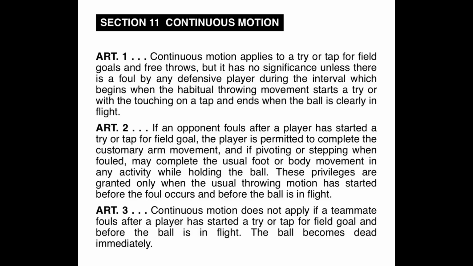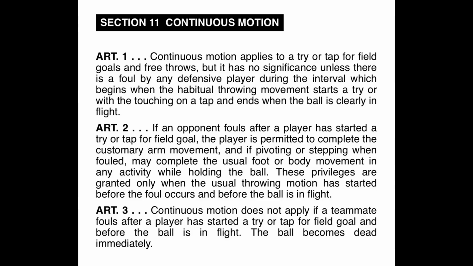Let's dive into the continuous motion rule. From the National Federation High School Rulebook, Rule 4-11: Continuous motion applies to a try or tap for field goals and free throws, but has no significance unless there is a foul by any defensive player during the interval, which begins when the habitual throwing motion starts, a try, which is going to be one of our key words, or with the touching on a tap, which is also going to be another one of our key words. It ends when the ball clearly is in flight.